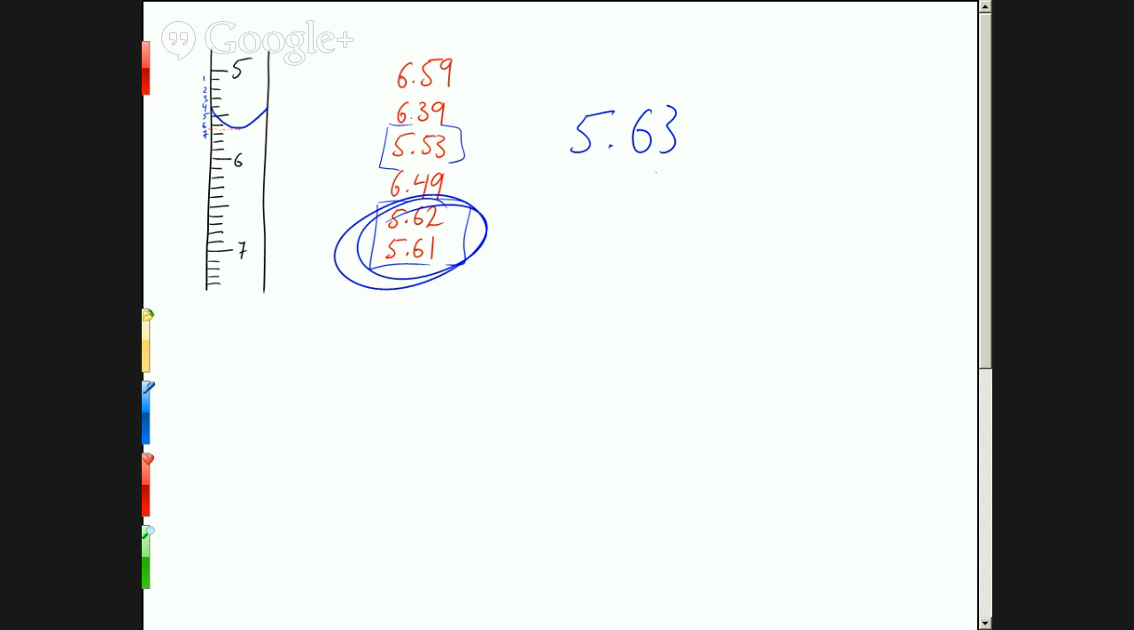Now, how many significant figures are in this measurement? 3, right? All 3 of those numbers are significant. These two are certain, and this one is uncertain, but they are all significant.